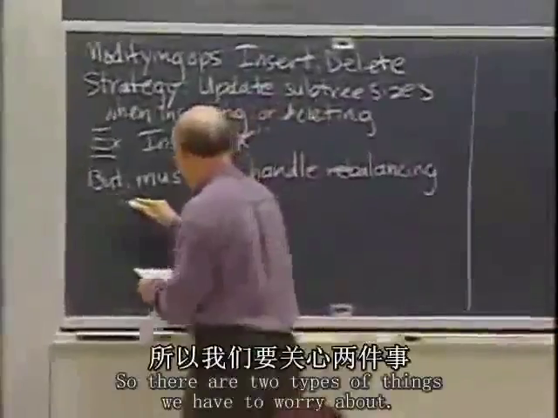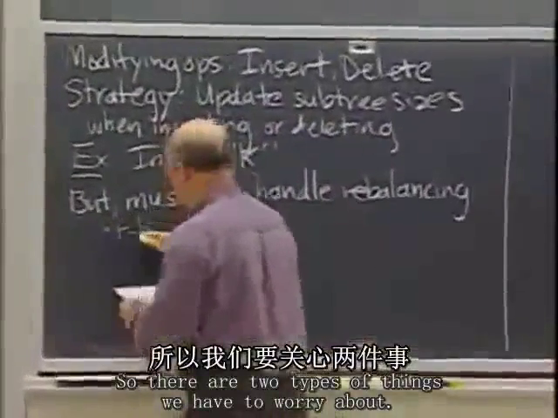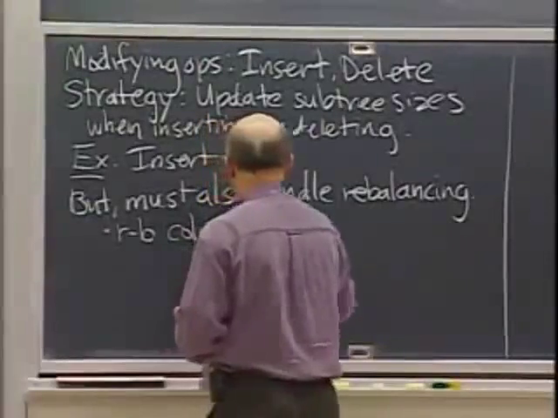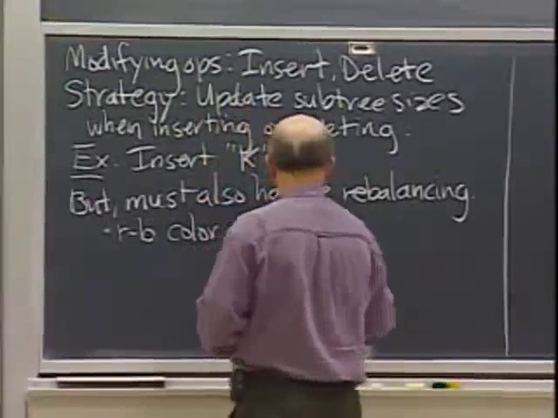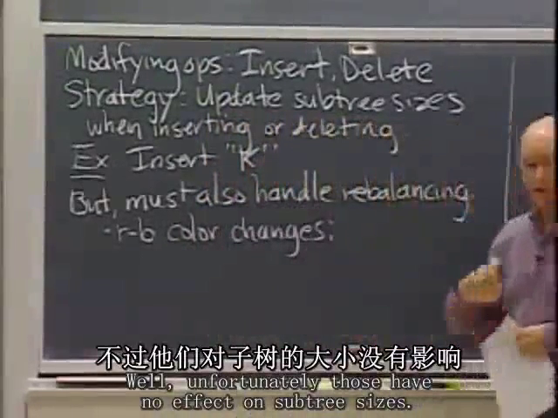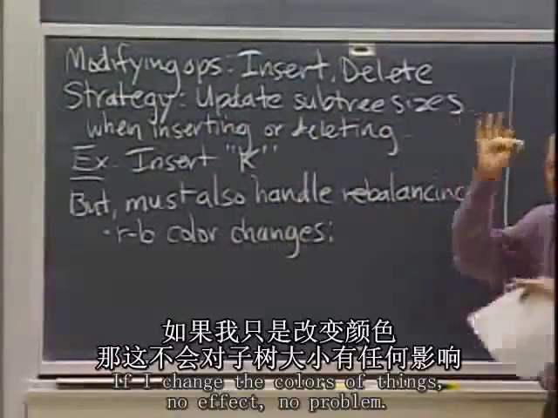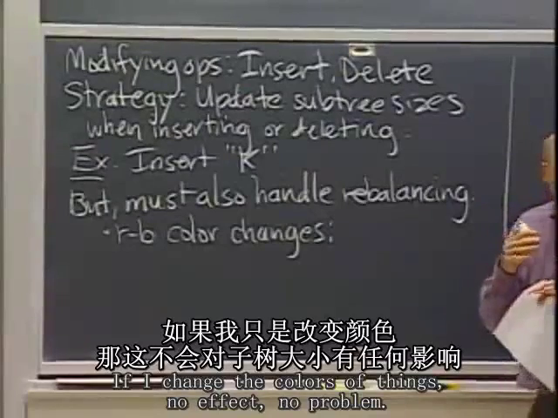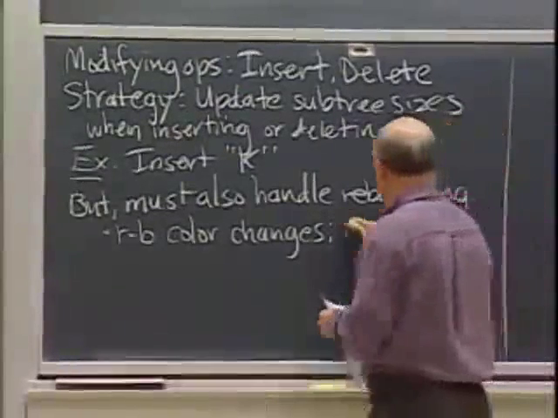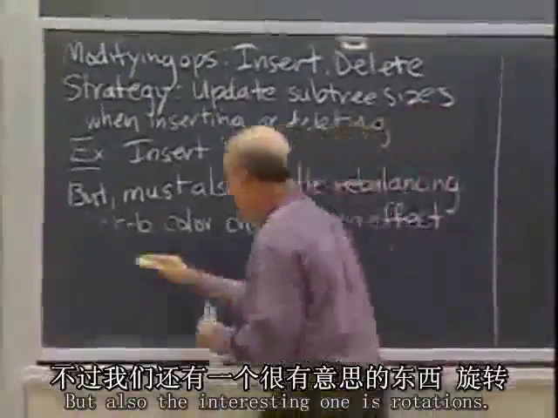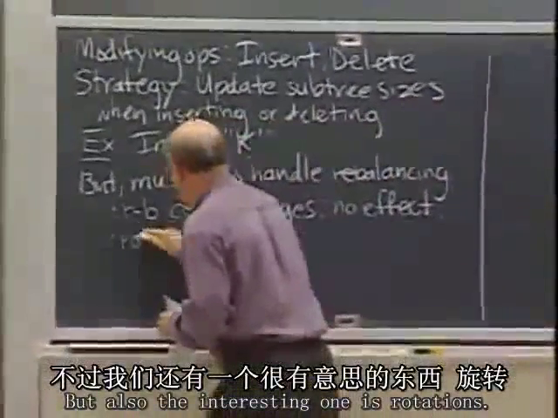So there are two types of things we have to worry about. One is red-black color changes. Well, fortunately, those have no effect on subtree sizes. If I change the colors of things, no effect, no problem. But also, the interesting one is rotations.